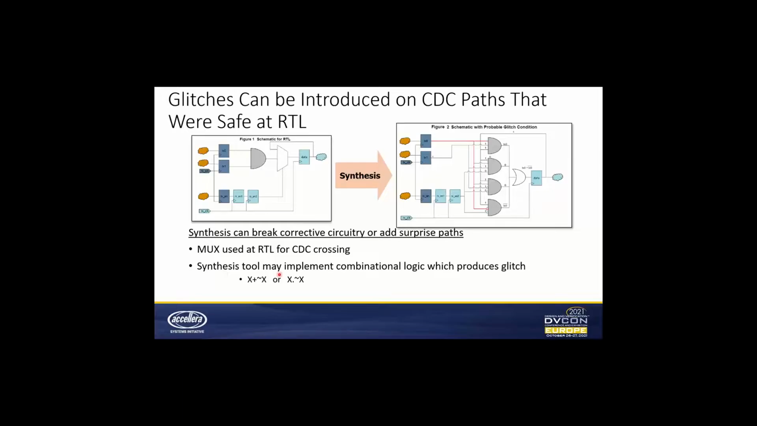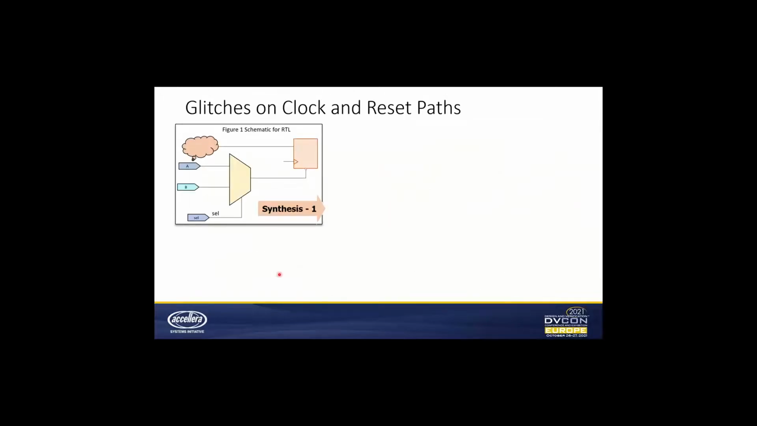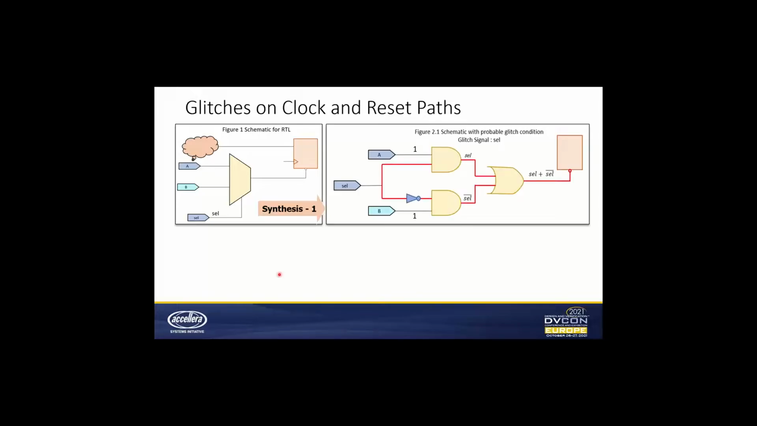Okay, so this is clear, right? This is on the CDC part. The same can happen on the clock or reset paths. So in the next couple of slides, I will show you different implementations of the same mux logic at the RTL, which can introduce glitch in the gate level netlist. So here we have just transformed a simple mux implementation to its gate level implementation.